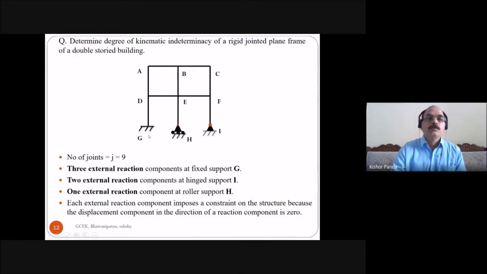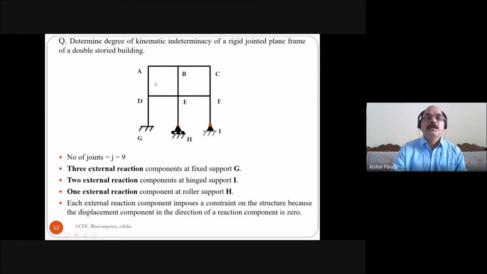So you see that at the fixed support there are 3 external reaction components, at the roller support there is 1 external reaction component, and at the hinge support there are 2 reaction components. At the hinge support no displacement takes place along vertical and horizontal. At the roller support no displacement takes place in the vertical direction, and at the fixed support there is no vertical displacement, horizontal displacement, or rotational displacement. So these are the 6 reaction components. The total number of reactions is 3, 1, 2, that is 6.